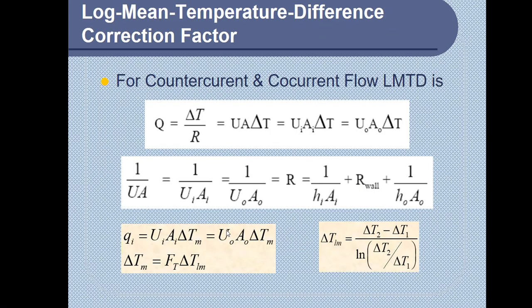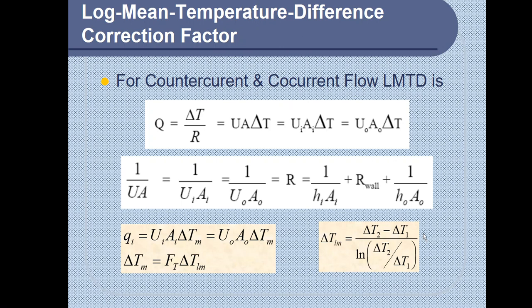Now, what are the design equations needed for a heat exchanger? We have to consider what we call the log mean temperature difference correction factor. The log mean temperature difference is actually this formula here. I will show you the schematic in a little while on how we account for delta T2 and delta T1. But this is the delta T log mean.